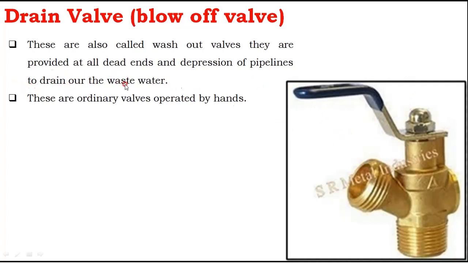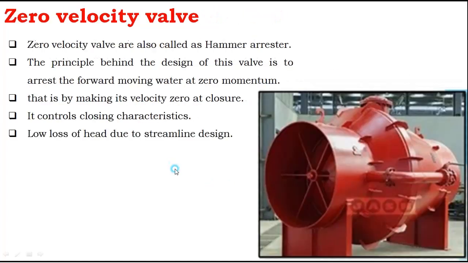Then drain valves are this one. What is that? They are provided at all dead ends. They will always be provided at the dead ends and depressions of the pipelines to drain out the waste water. Then there are ordinary valves. These are ordinary valves operated by hand, just close and open valves.